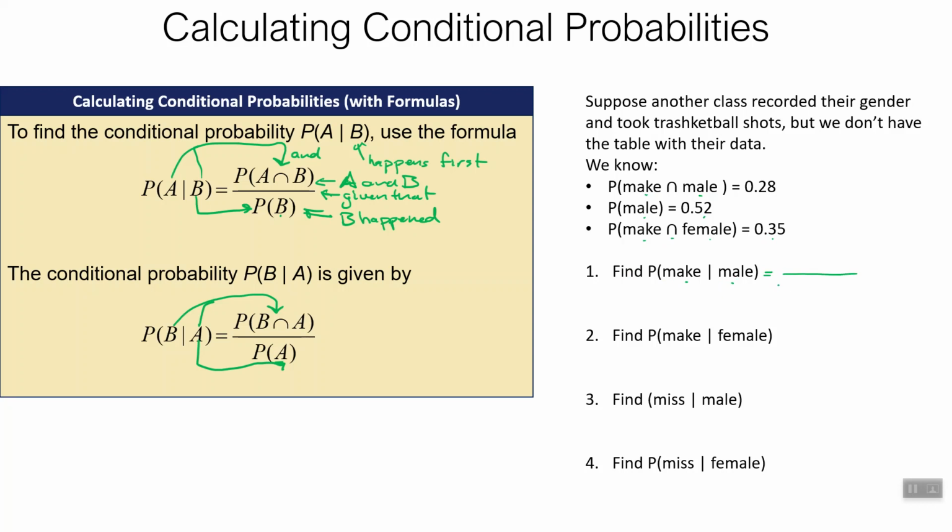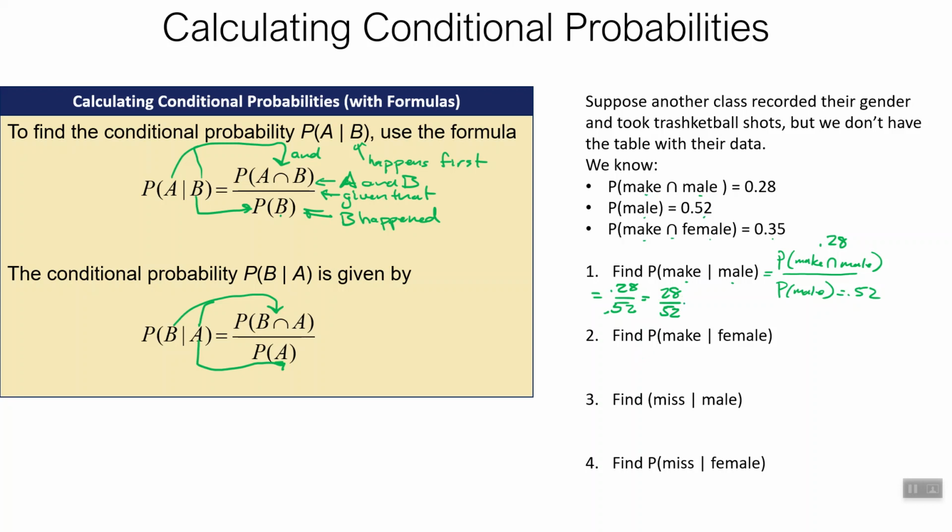Well, on the bottom is going to be the probability of male. On the top is going to be the probability of both: make, intersect, male. The probability of make and male, we've got right here, it's 0.28. The probability that they were male, we've got right there, it's 0.52. So this would be 0.28 out of 0.52. A real quick, easy way to move that is to say 28 out of 52. Just move the decimals over 2 spots.